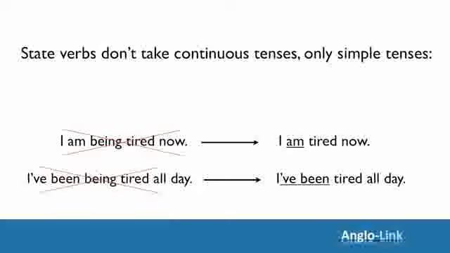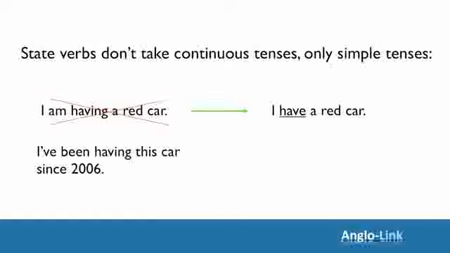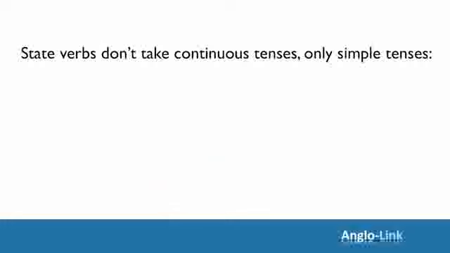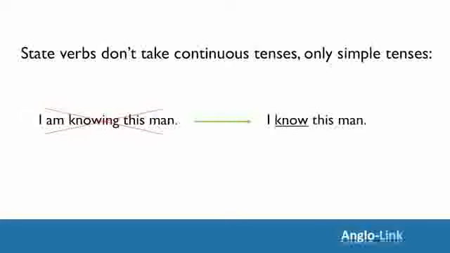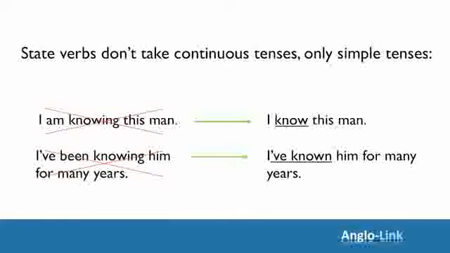Let's look at 2 other state verbs. I'm having a red car. Can't do, because it's a state verb. I have a red car. And I've had this car since 2006. One more example of a state verb not taking a continuous tense. I'm knowing this man. No. Simply, I know this man. And I've known him for many years.